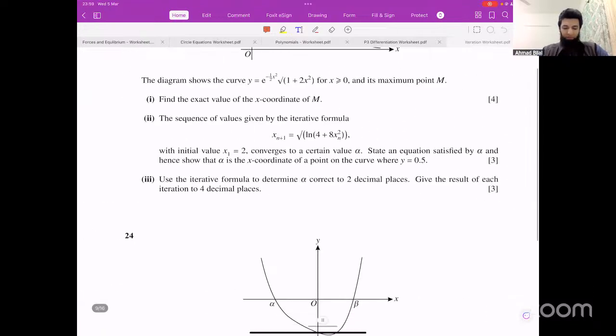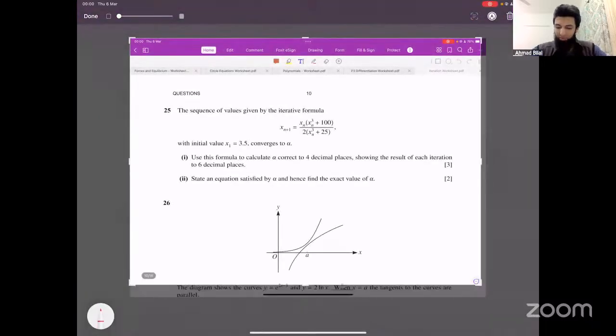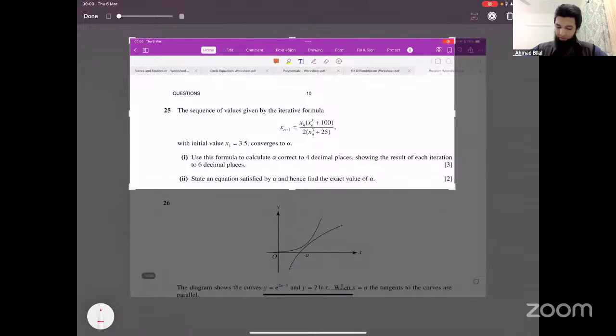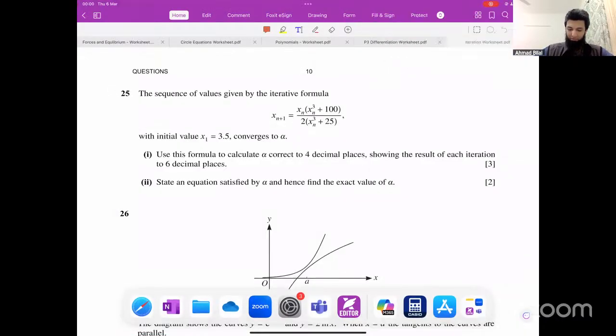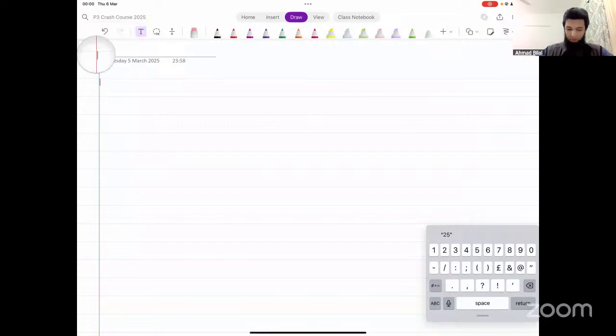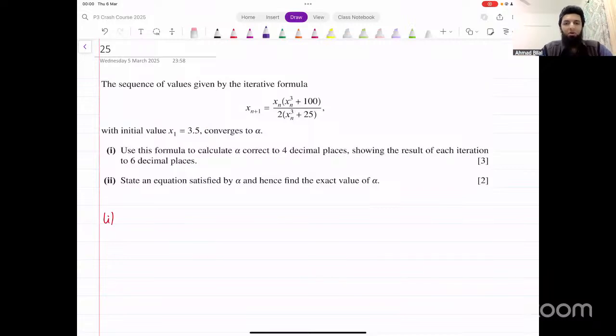Let's have a look at a couple of questions in this quickly to understand how this is tested. Okay, I'll start with a very simple one first. This is question number 25, first of all. Question 25 from the worksheet. They're saying the sequence of values given by this iterative formula with initial value 3.5. So they've given you an initial value. Initial value is 3.5. Now, sometimes they will give you this initial value. Sometimes you would have to figure it out yourself, given some information in the question.